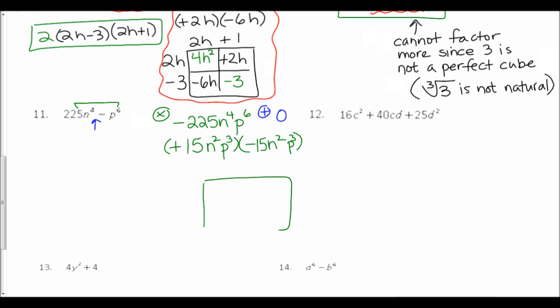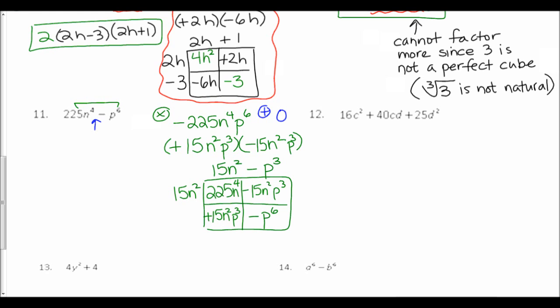So if I want to put this in my boxes, I would have 225 n to the 4th, and I would have my minus p to the 6th from the original problem. Then when I split my middle 2 terms, it's 15 n squared p cubed and minus 15 n squared p cubed. The GCF of the top row is 15 n squared. So then up here I would also have a 15 n squared. And on the end here I would have a minus p cubed. Down here on the bottom, I would have a plus p cubed, and when I do my check, plus p cubed times minus p cubed is minus p to the 6th, so that's good.